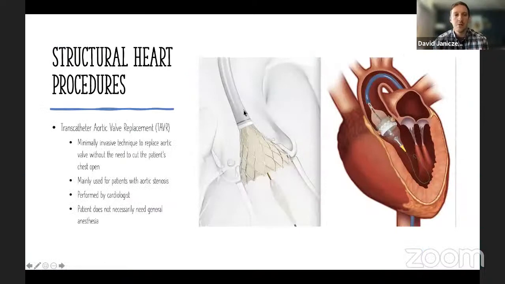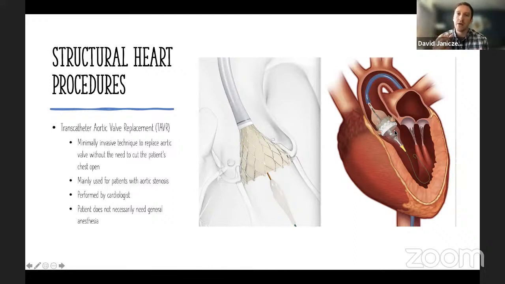All right, so let's talk a little bit about structural heart stuff. This is probably the most common, at least at the moment. It's called a transcatheter aortic valve replacement. Maybe 10 years ago or so, up to 15 now, they really started doing these. They're also referred to as TAVRs. This is a minimally invasive way to replace someone's aortic valve without the need to cut their chest open, and it's mainly used for aortic stenosis.